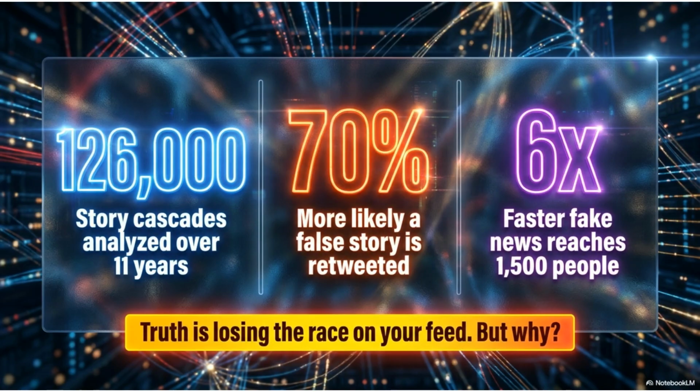Truth is losing the race on your feed. Data shows that in 11 years, over 126,000 story cascades were analyzed. A false story is 70% more likely to be retweeted and reaches 1,500 people 6 times faster. But why is this happening?